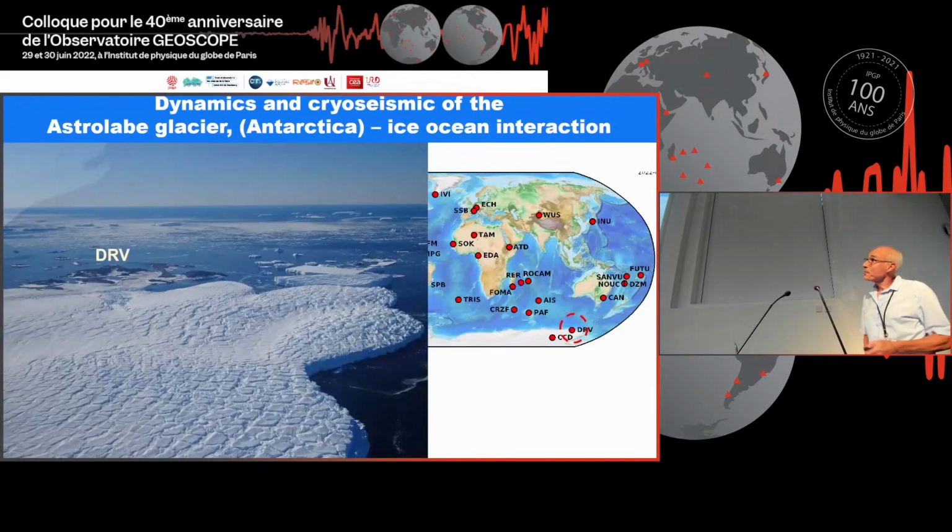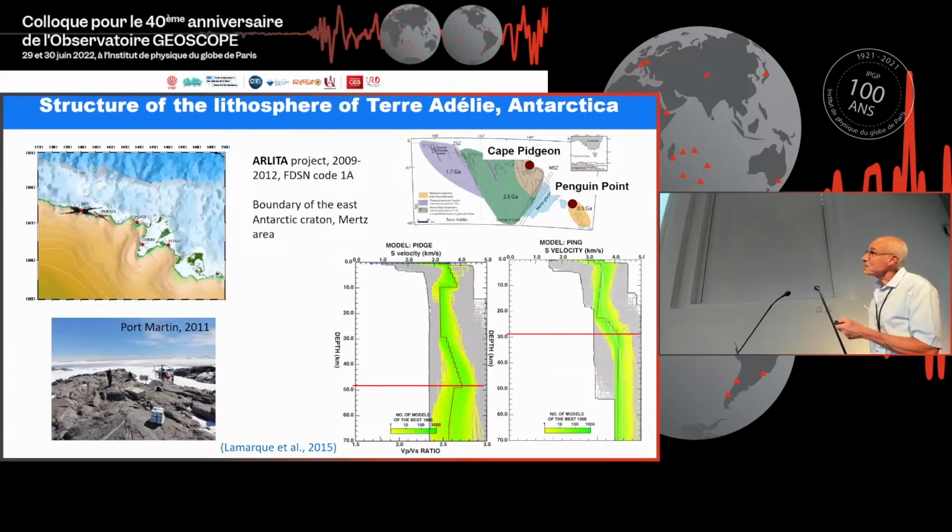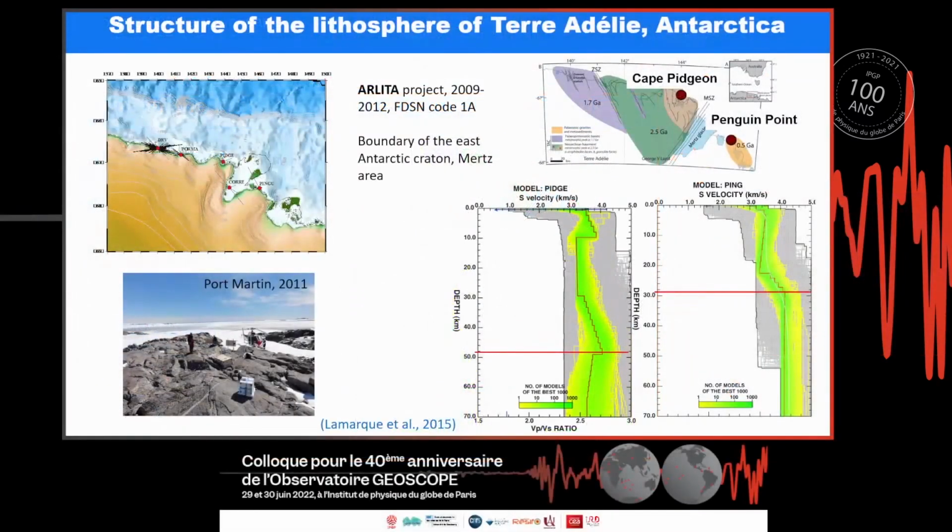The last example I wanted to speak about is in Antarctica, the station Durand, which is really the connection between the continent and the ocean in this area, south of Australia, and very close to the Astrolabe Glacier, which is a good place to make some cryoseismic experiments. Ten years ago, I was involved in the Arlita project, carried by Jérôme Bascou in Saint-Étienne, in which we worked to track and quantify the boundary of the East Antarctic Craton in the Mercer area. It's somewhere here.